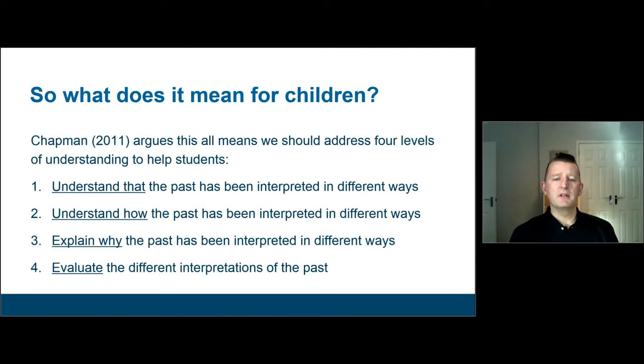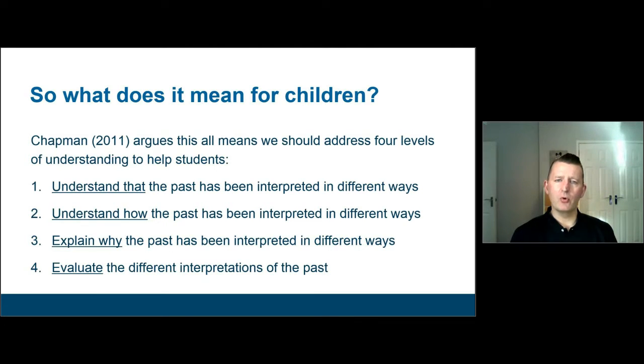So Arthur Chapman has looked at this whole debate and thought about what it really boils down to for children in the classroom. And he says there are 4 things we can do without getting too esoteric or lost in the slightly abstracted arguments about what constitutes historical narrative and how we test it. He says what we should be aiming for is that at the end of secondary school, children understand that the past has been interpreted in different ways, that they understand how the past has been interpreted differently, that they can begin to explain why the past is interpreted differently, and they can start to evaluate the different interpretations of the past.